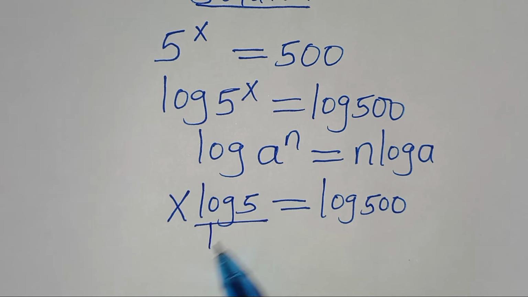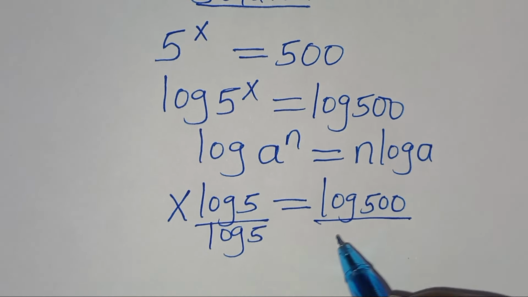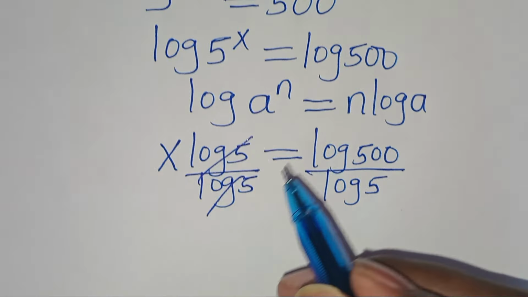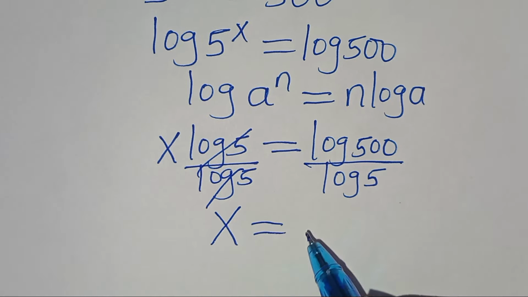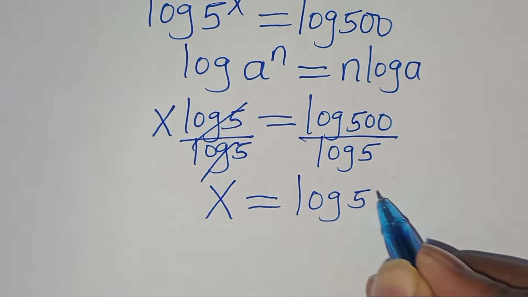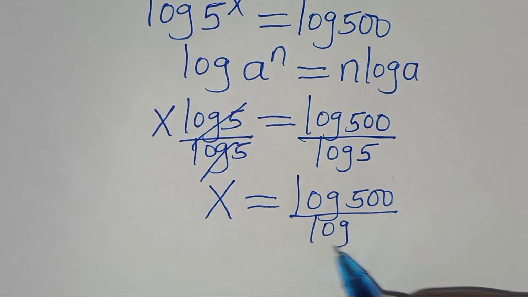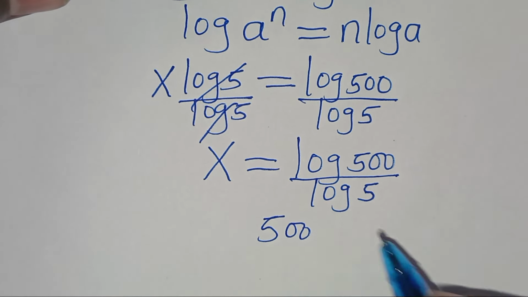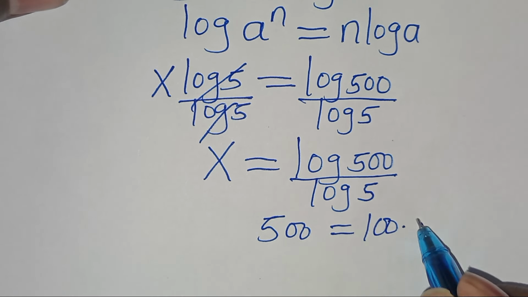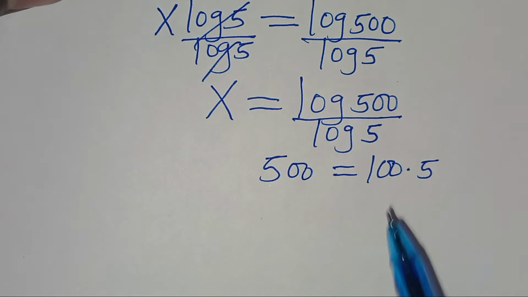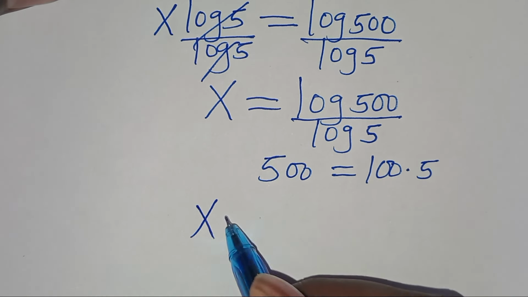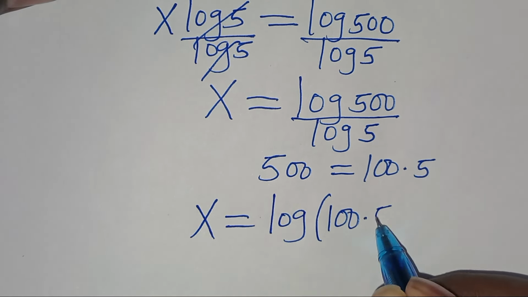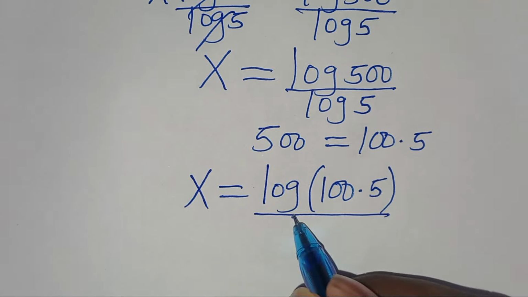So let's divide both sides by log 5. Let's simplify here, log 5 and log 5, so that now x is equal to log 500 divided by log 5. The next step is that we can express 500 basically as 100 times 5. Let's substitute this so that we have x is equal to log of 100 multiplied by 5, divided by log 5.